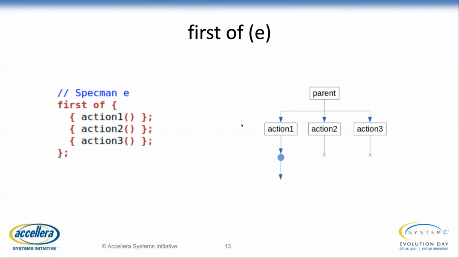Then there is the first of, which is similar to join any, and this first of is only present in Specman-e, which does the same. The parent waits only for one child thread to finish and then resumes, but the difference is that once the parent resumes, the other child threads are terminated. They don't continue execution.